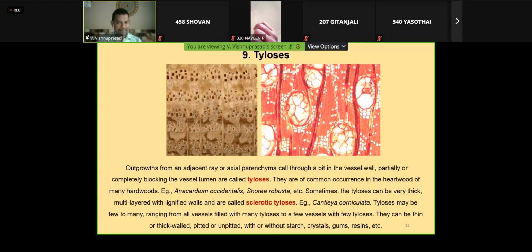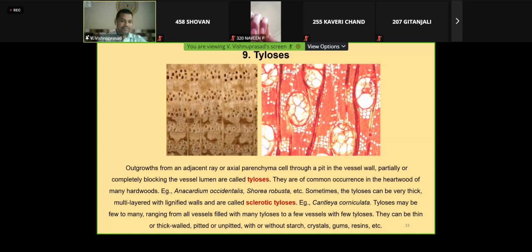Now coming to axial parenchyma, which is commonly found in the case of softwood also, and in the case of hardwood also. So when you say axial parenchyma, first of all, what is it? It is the normal parenchyma cells, which you can observe in a cross section, present surrounding the vessels. So here in this cross section, as you can see, the small parenchyma cells which are surrounding the vessels, that's called axial parenchyma.